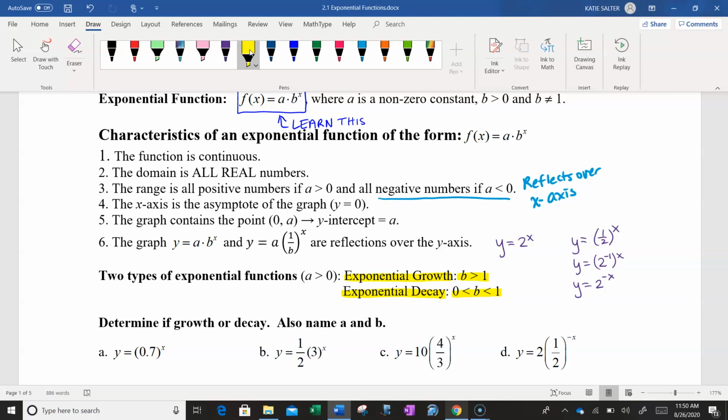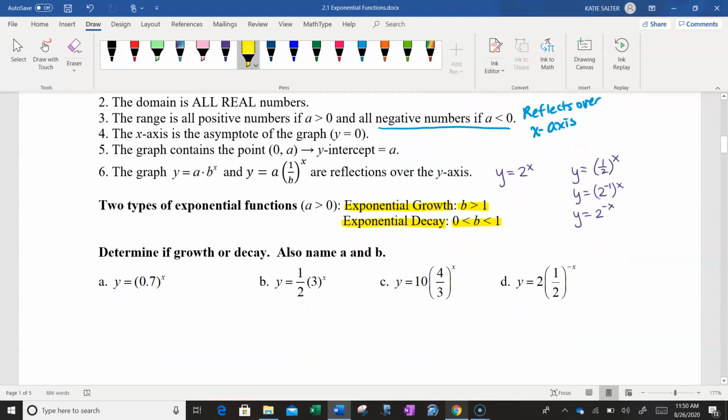Anytime your multiplier is between 0 and 1, it will decay. All right, so for each of the following, what I would like for you to do is determine whether it's a growth or a decay, and also name the A value and the B value. Before you do that, I want you to take a few little notes on our basic formula.